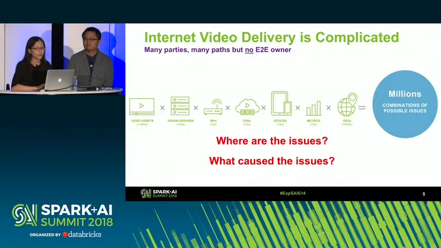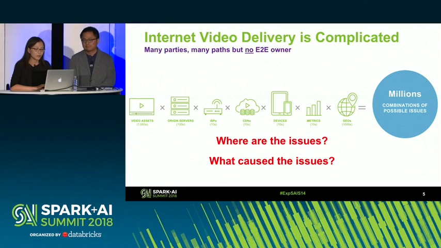So if we throw in some numbers in this delivery pipeline, the challenge becomes even easier to see. For example, the number of video assets can go up to several thousand for any content publisher. And there can be hundreds of origin servers, tens of ISPs, several CDNs, and thousands of cities around the world. So basically, we are facing millions of combinations of possible issues. And it is just technically hard to do anomaly detection and root cause analysis in a timely manner with this scale.